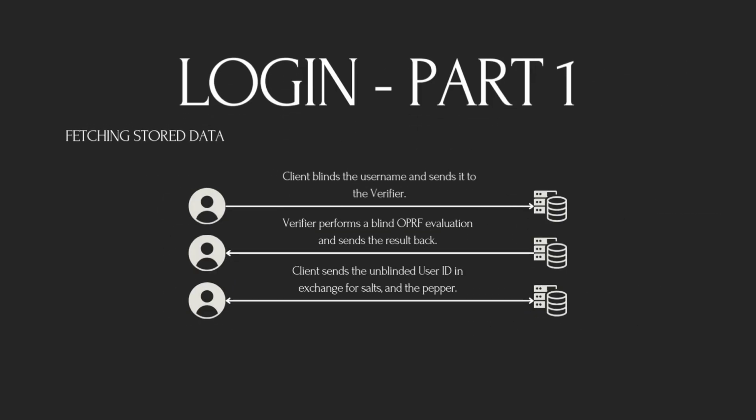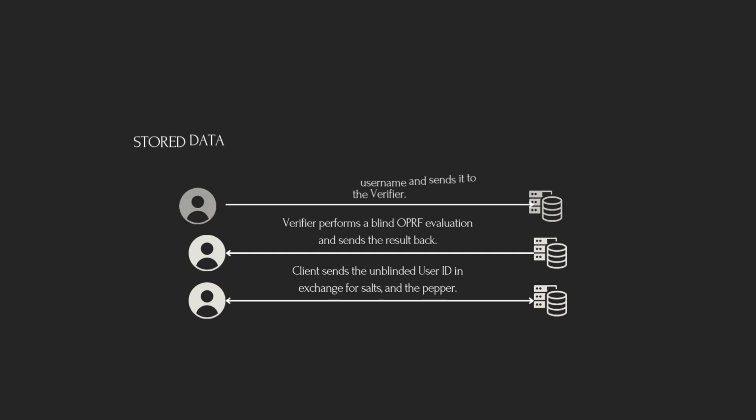Let us now walk through the steps of the login process. First up, fetching stored variables for creating the self-signing keys and authentication identities, the client blinds the username and sends it to the verifier. The verifier performs an OPRF evaluation on the blinded username and sends back the blinded evaluation to the client. The client unblinds the evaluation to obtain its user ID. The client then sends the user ID to the verifier in exchange for the associated sols and pepper.